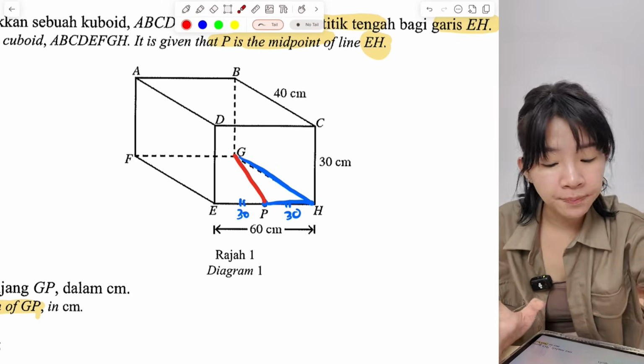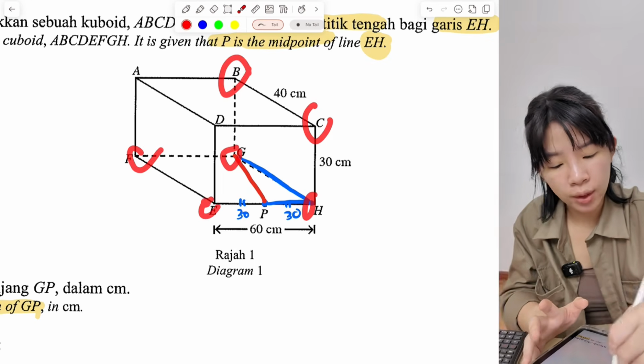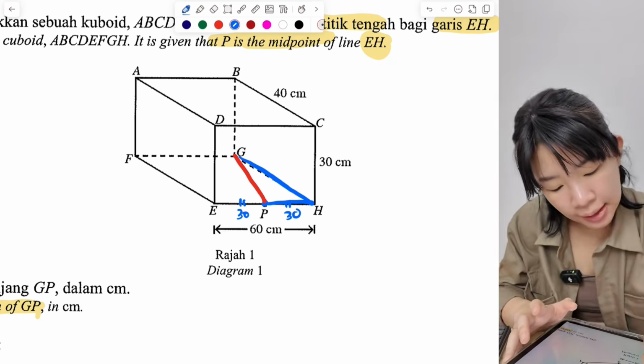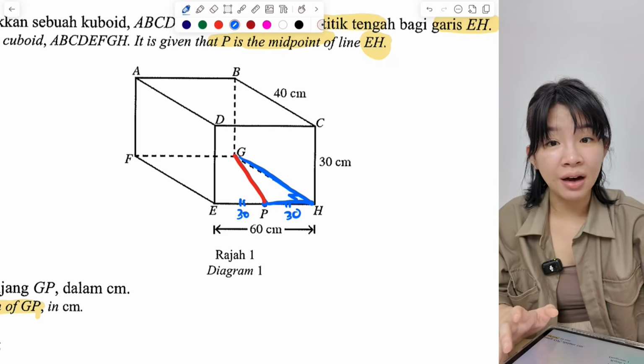So because this is a cuboid, all these four corners will be 90 degrees. Definitely it's a 90 degrees. Although it doesn't look like 90, but this is 90. It's a right angle, right?